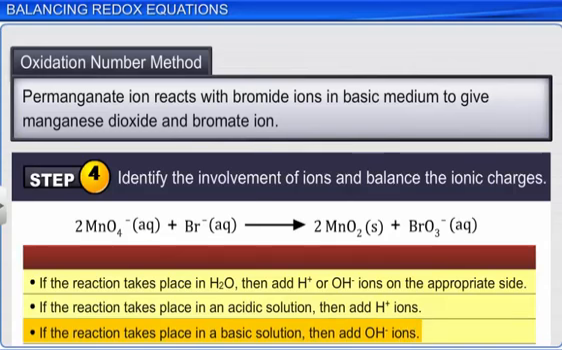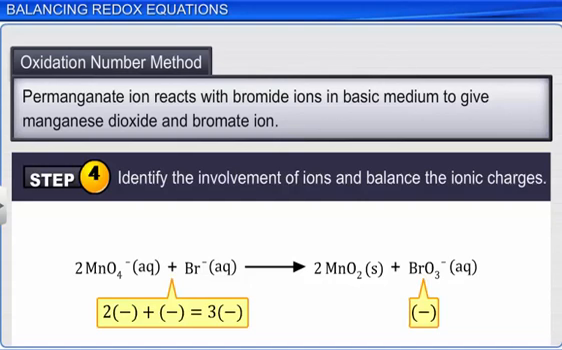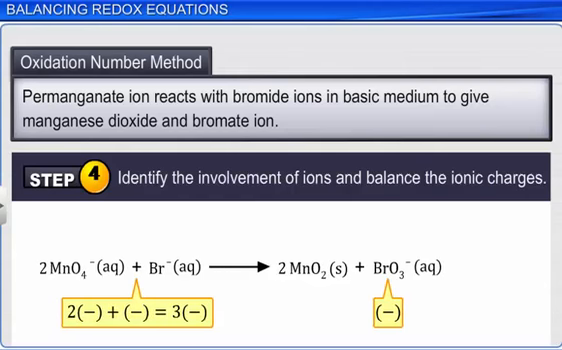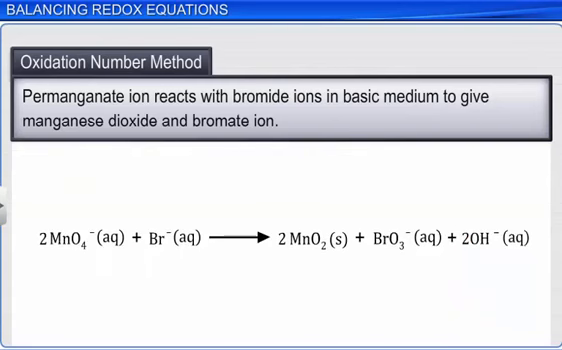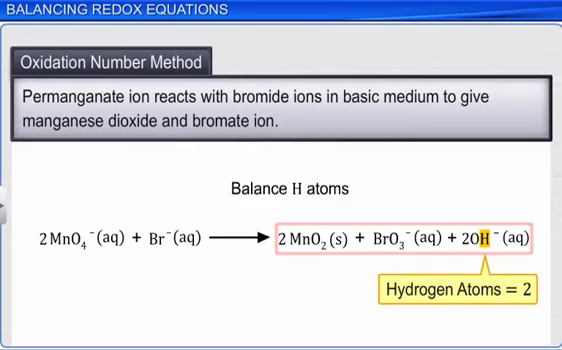As the reaction occurs in the basic medium and the ionic charges are not equal on both sides, we need to add 2 OH minus ions to the right side of the equation, so that the ionic charges are balanced. Finally, balance the number of hydrogen atoms. This can be done by adding H2O molecules to the reactants or products as applicable. In this case, we have 2 hydrogen atoms on the right-hand side and no hydrogen atoms on the left-hand side.